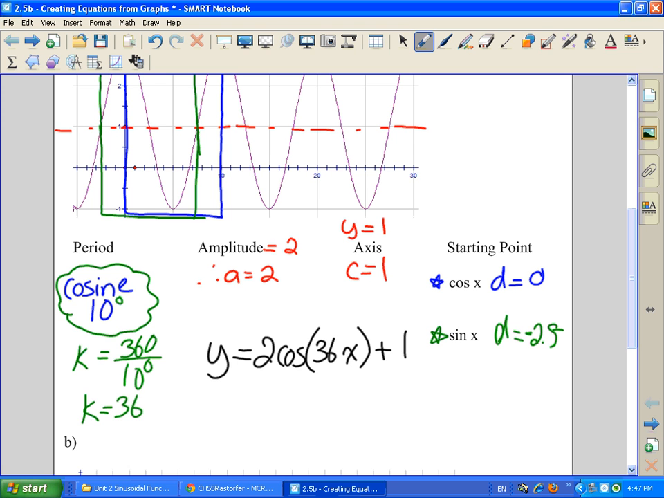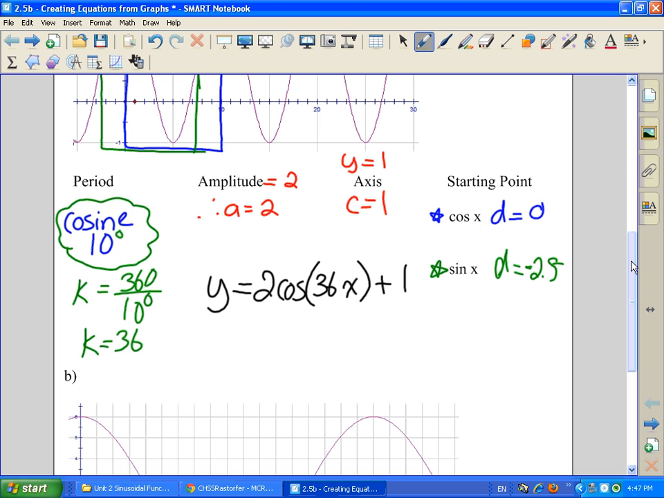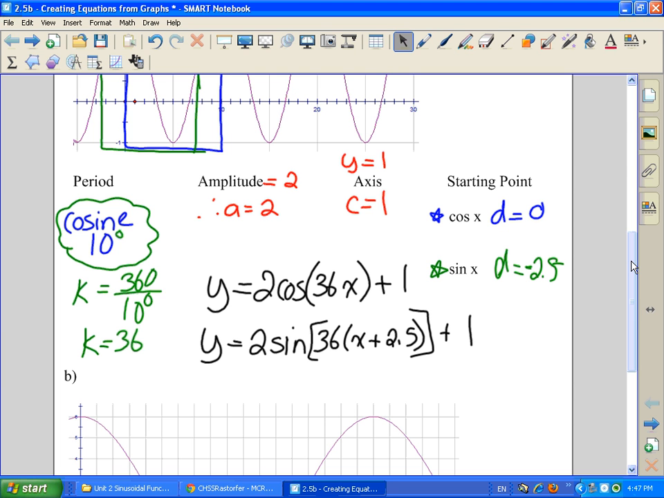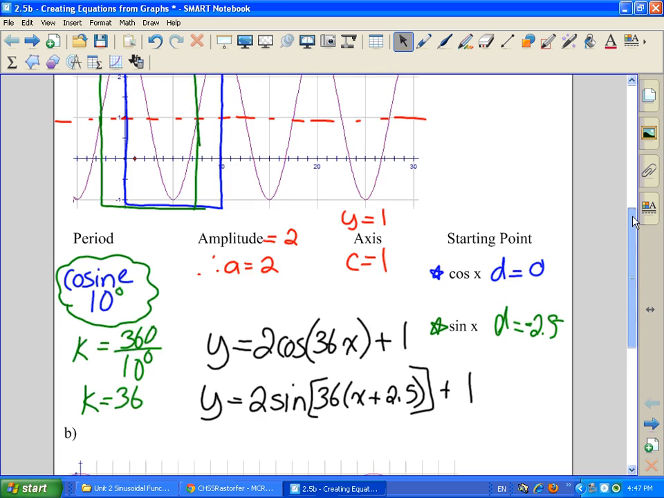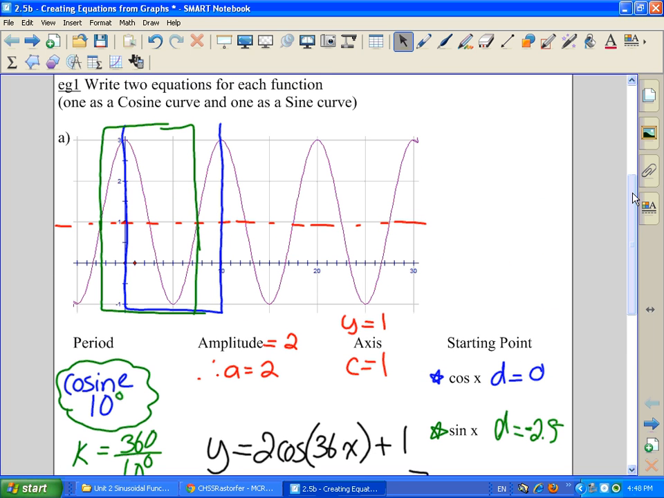Now when we want to do the sine curve, we've got to be careful because it starts at a different d value. So y equals 2 sine, have your k out front this time because it has to be factored. It's going to be 36 times the quantity x plus 2.5, plus 1. There's our first example of showing you how you can take a graph and, depending on your box, you can come up with a cosine or a sine curve.